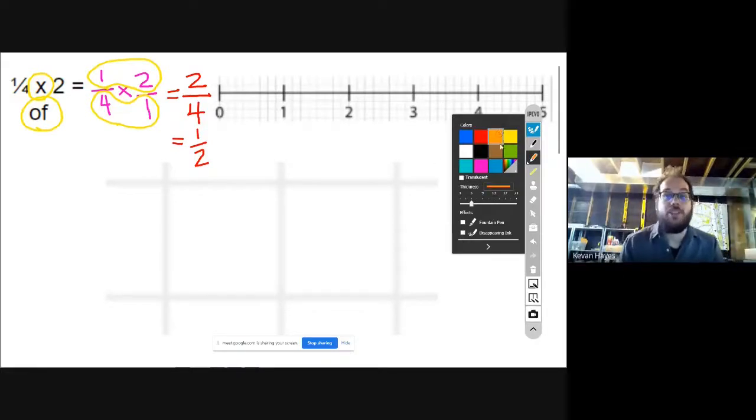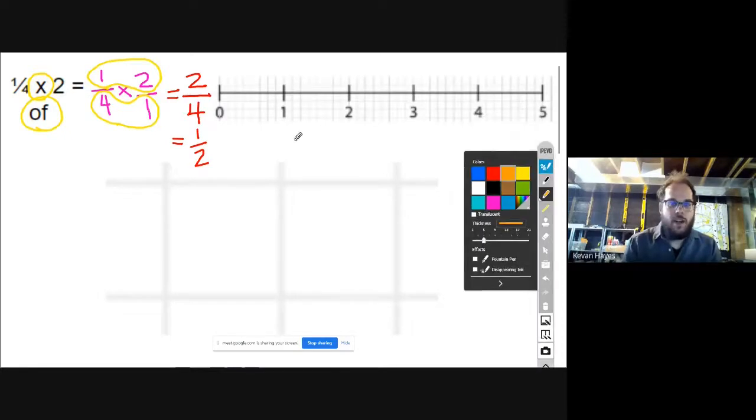But I'm going to show it to you in a couple different ways, because then we're going to start to crack open why the multiplication works the way that it does. Okay, so we're going to look at this same example. We're going to use a number line. And on this number line, we are going to start by representing the idea of 1/4.